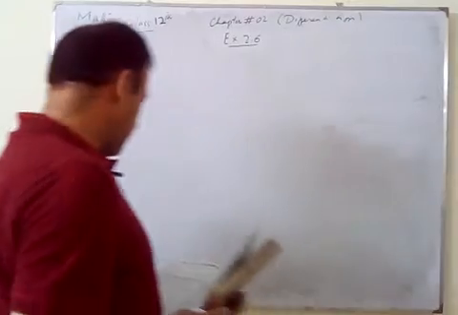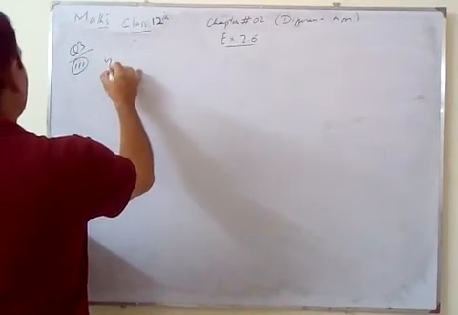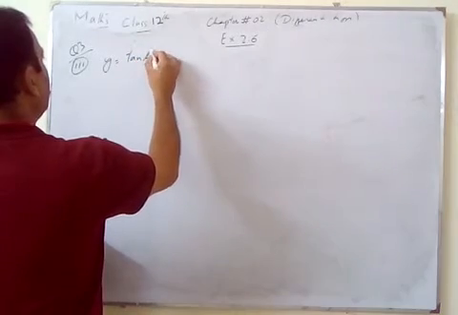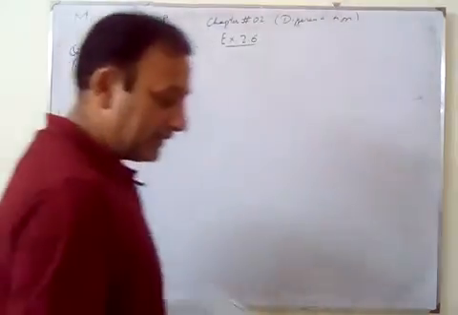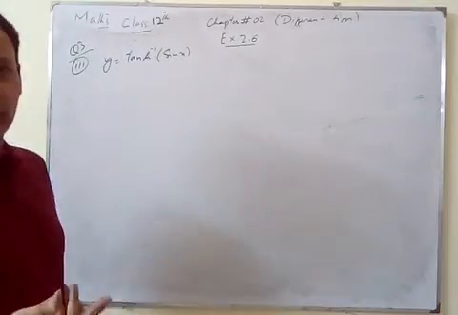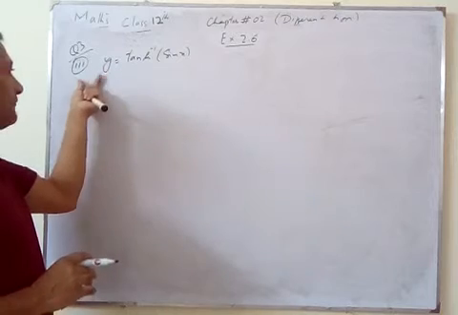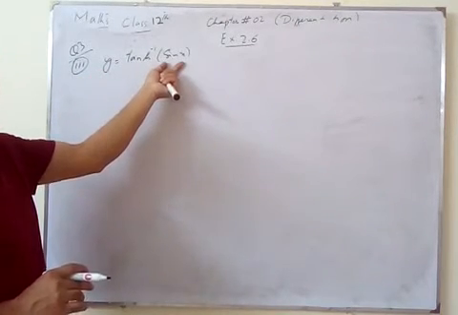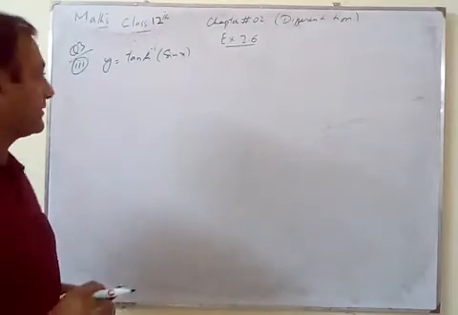Now I solve this part 3. y is equal to tanh inverse of sin x. There are two methods to differentiate. First of all, if you want to shift this from right to left, it becomes tanh y equal to sin x. Or if you want to solve as it is, that is also possible.